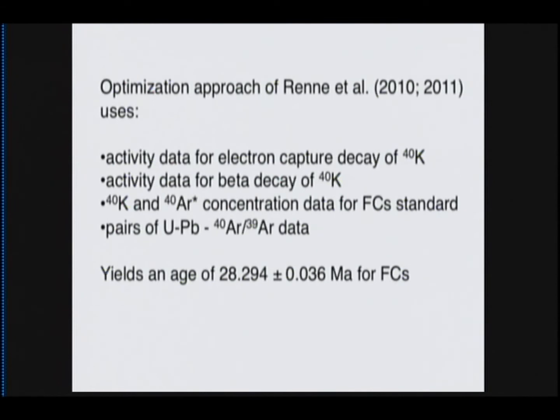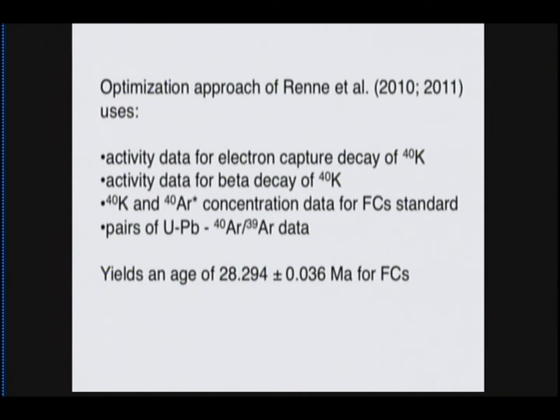And I already mentioned that this approach that we use, which I call the optimization approach, uses now the activity data for both branches of the decay and the argon-40 and radiogenic argon-40 and potassium-40 concentration data for this standard, and pairs of uranium-lead argon-argon data. And this approach yields an age of 28.294 plus or minus 0.036 million years for Fish Canyon Sanidine.